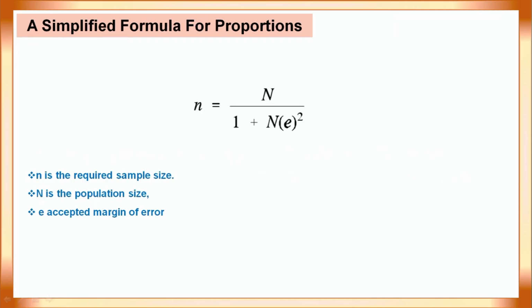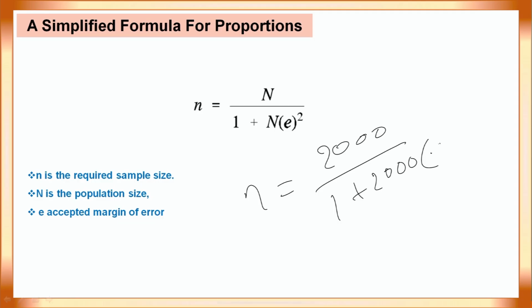Okay. So now, I already told that when the population size is known, you can use this particular formula instead of the Cochran formula, it is much simpler in form. Like if you assume that the population size is known, okay, let us take it as 2000. So n means 2000 into 0.05 whole square. So if you solve this, it will come to 333.